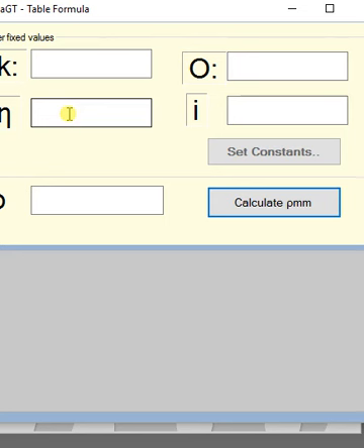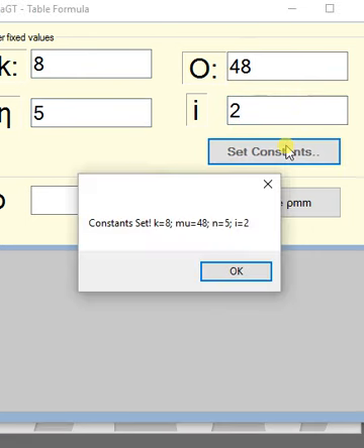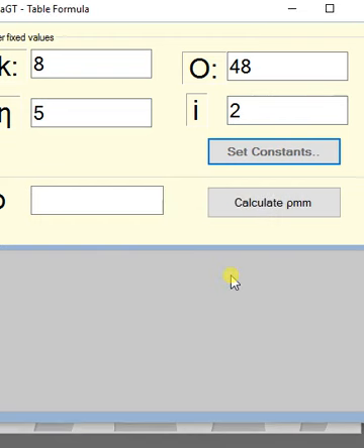If you look at the graph paper we have, it has 5 millimeter boxes. However, some graph papers do have 10 millimeter boxes. That is the small boxes inside the centimeter box. So if we are to convert our values of L, then we write our K, which is 8, our origin, which is 48, eta 5, our I, which is 2. Then we set this as constant so that we don't need to write them again and again.